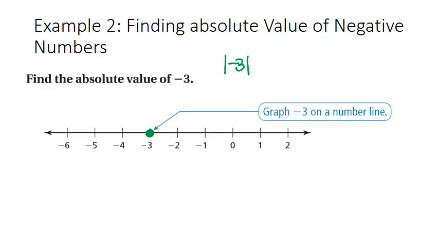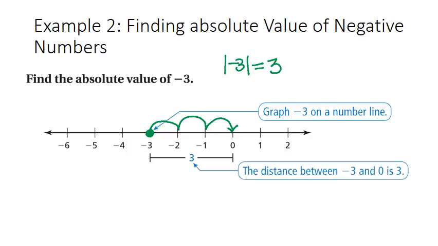And we know that the absolute value is how far this number is away from 0. So we're going to take this and see how many steps away it is from 0. And we can see, oh, that is 3 away from 0, so the absolute value of negative 3 is 3. So the distance between negative 3 and 0 is 3, which means that the absolute value of negative 3 is 3.